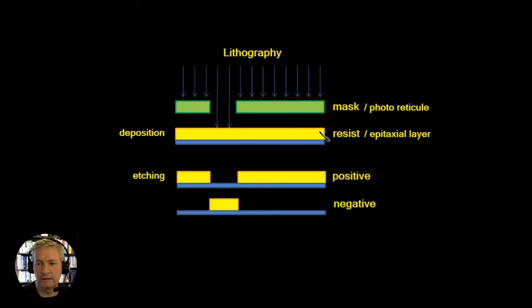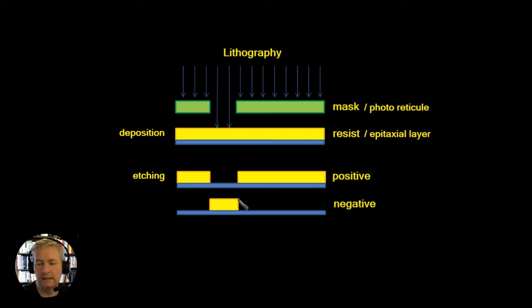So once we've added this, we can go through another process called etching. And what this does, in this instance for a positive resist, is clear away the area that has had light shone on it, and it retains the area that is in shadow. So a negative resist would work in the opposite way.